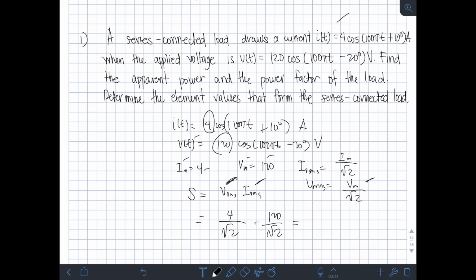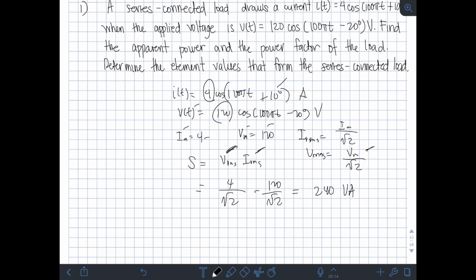So, using calculator, 4 over square root of 2 times 120 over square root of 2, we have 240 VA, volt ampere, right? Then, ano naman yung power factor? So, mapapansin nyo, given naman tayo ng phase difference dun sa time domain. So, yung theta I natin is positive 10 degree, right? And then, yung theta V natin is negative 20 degree. So, mapapansin nyo, dahil negative yung phase angle nitong voltage at positive yung phase angle ni current, nagli-lead yung current doon sa ating voltage. So, therefore, ang expect natin is capacitive yung ating power factor or leading, right? Base dun sa concept ko kanina.